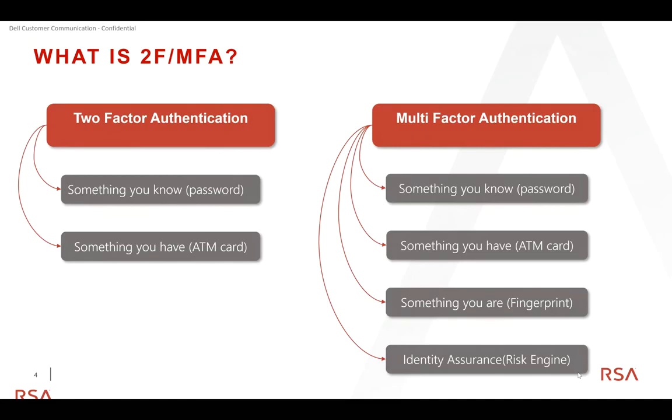And finally, we have identity assurance, which is a risk engine. It comes with RSA multi-factor authentication. The risk engine is a very intelligent engine to understand the user behavior and define unusual or malicious behavior when accessing an application. We will talk about it in detail in the next few slides. So basically, 2FA is something you know, something you have. Remember this very well. Multi-factor authentication, on top of that, is something that cannot be cloned or copied.